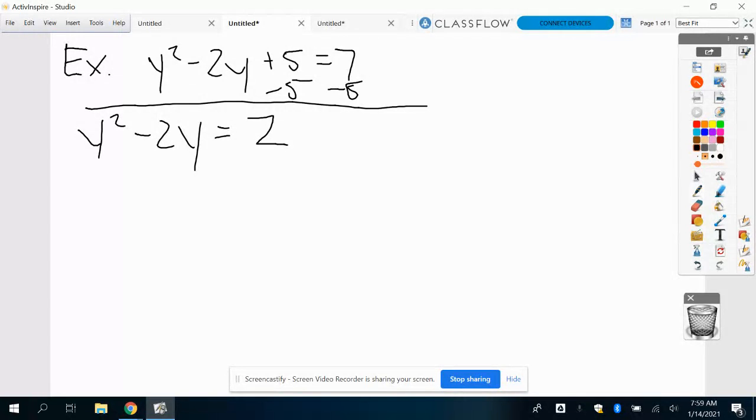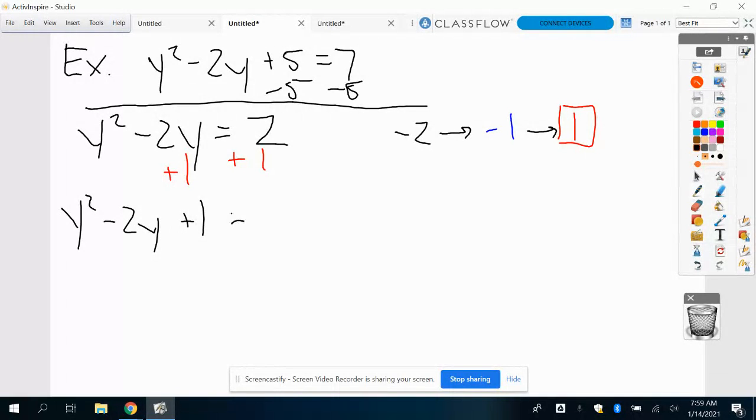So now we go through our steps. So step 1 is to take what our b value is, which is negative 2. Then we want to divide that by 2. And when we do that, we get a negative 1. And then last but not least, we want to square negative 1, which gives us a positive 1. So at this point, we want to take this positive 1 here, and we want to add it to both sides of our equation, so that we end up with y squared minus 2y plus 1 equals 3.